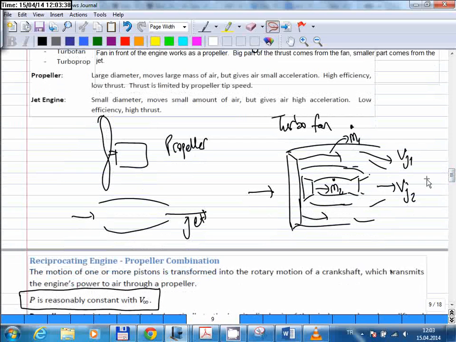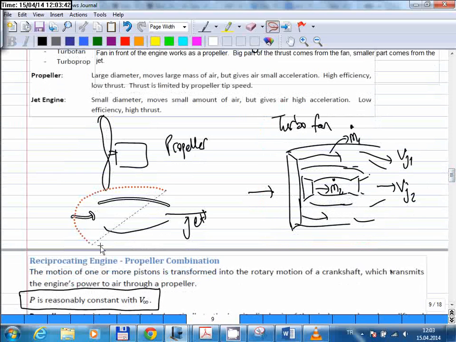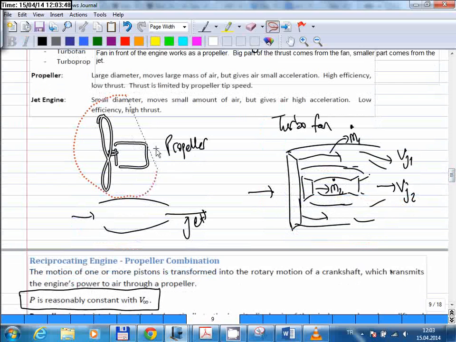But in this course, we will not consider turbofan engines at all. We will use either a jet engine where we only have the middle part, no fan in the front, or we will use a propeller where we have this part only and no middle part. Okay, but you should know that in modern engines, the two of them are combined.